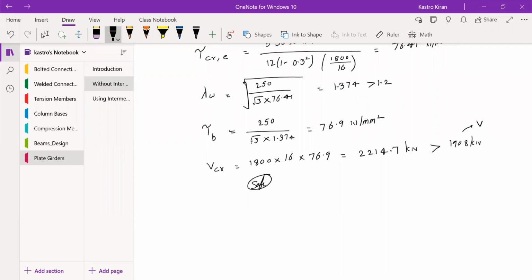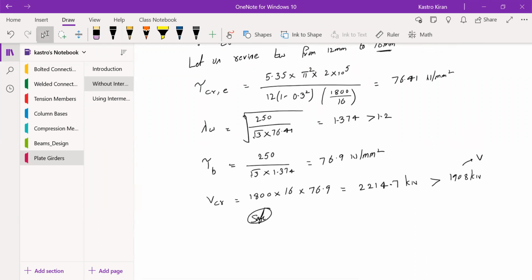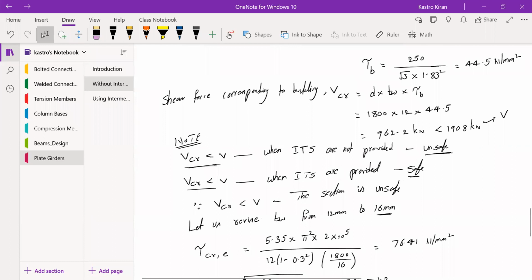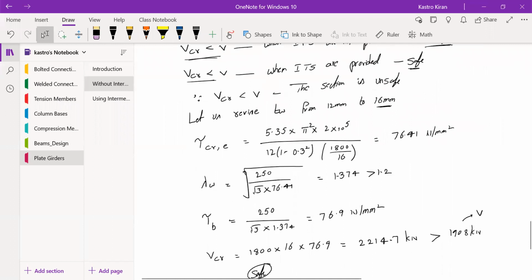That's how you are going to revise the sections if you get an unsafe section. You must satisfy that VCR must be greater than V when you are not providing intermediate transverse stiffeners. Suppose in the first case itself you got a VCR value of, for example, 2000 kilonewtons, then you don't need to revise the section. Since you got VCR less than V, you revise the section by increasing the thickness of the web, and then you resolve the same steps that are there in the shear capacity of the web.